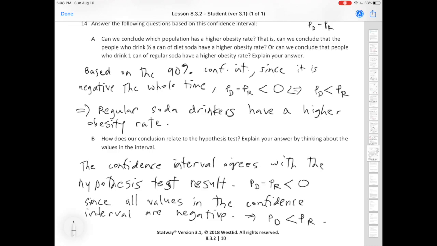Okay, this is a good problem because we got to practice confidence intervals, but we also got to practice, of course, the hypothesis test concept.